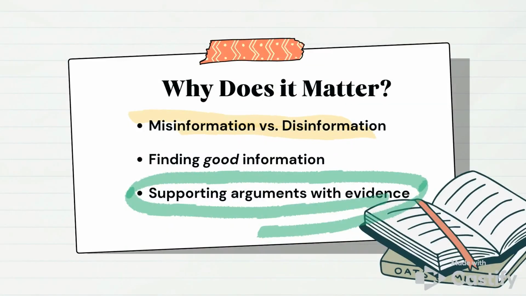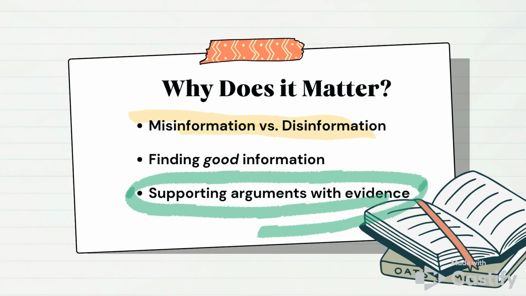Now, why does this matter? Why do we care? There is a lot of information on the internet, and not all of it is good quality information. There is misinformation, which is when people share information that they believe is true, even though it's false. There is also disinformation, where people purposefully share false information with the intent of harming other people. So our goal as researchers is to find the good information.